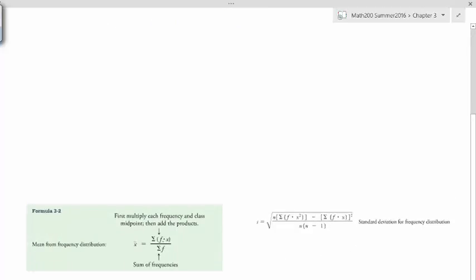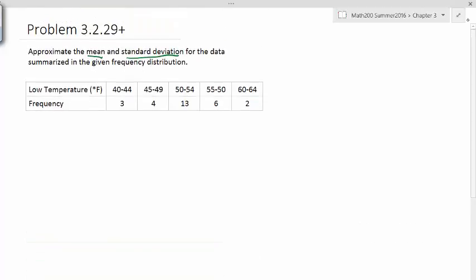This is for the mean. We're going to take a look at some frequencies and some x, where x is equal to the midpoint of the class, and then we're going to divide it by the total number of counts, the frequencies. For the standard deviation, it gets a lot more complicated. So my suggestion is, instead of doing that, to take advantage of using the calculator.